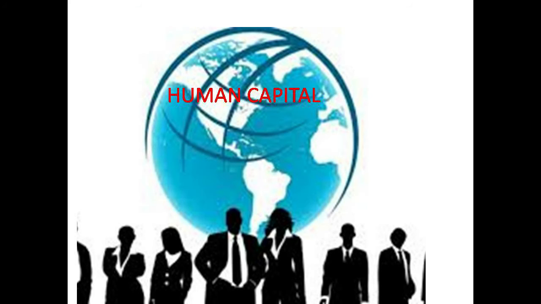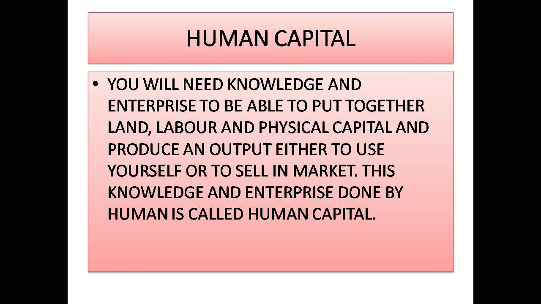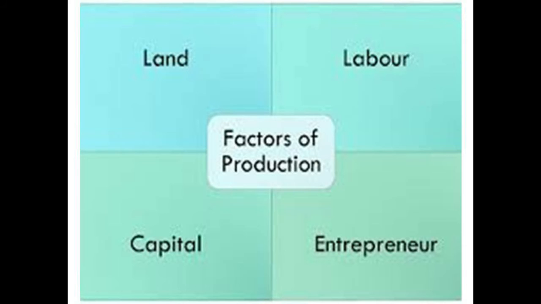Now let us talk about human capital. You will need knowledge and enterprise to be able to put together land, labor, and physical capital and produce an output, either to use yourself or to sell in market. This knowledge and enterprise done by humans is called human capital. All four of these, land, labor, capital, entrepreneur are known as factors of production.